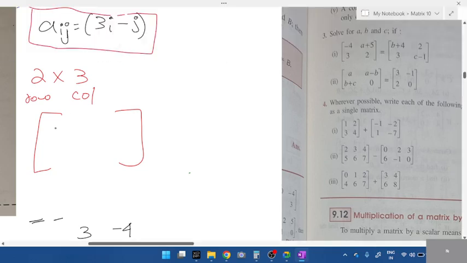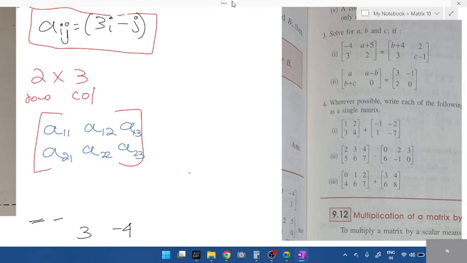First, write the A value. If it has 2 rows and 3 columns, is this correct? 2 rows, 3 columns? All of you respond. It has 2 rows, 3 columns, right? What are the numbers I told you? Here it should be 1, 1. Here 1, 2. Here 1, 2. This is the basic matrix we take. Okay. This is the basic matrix.